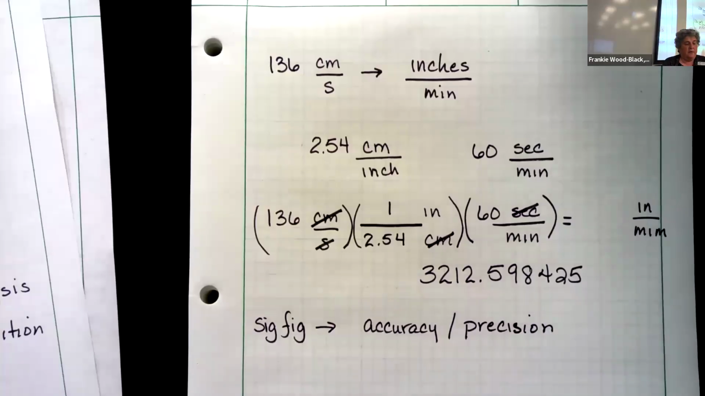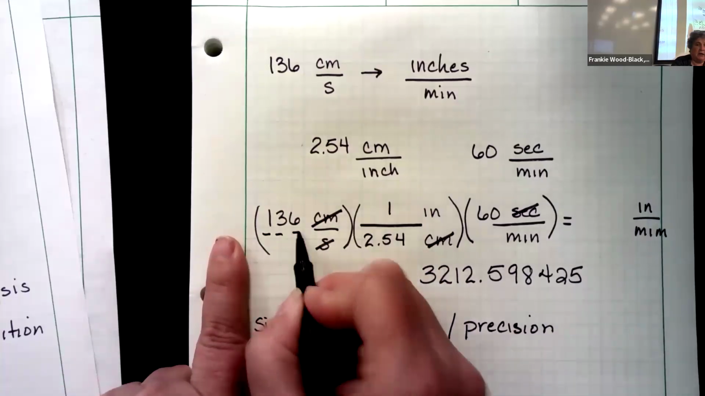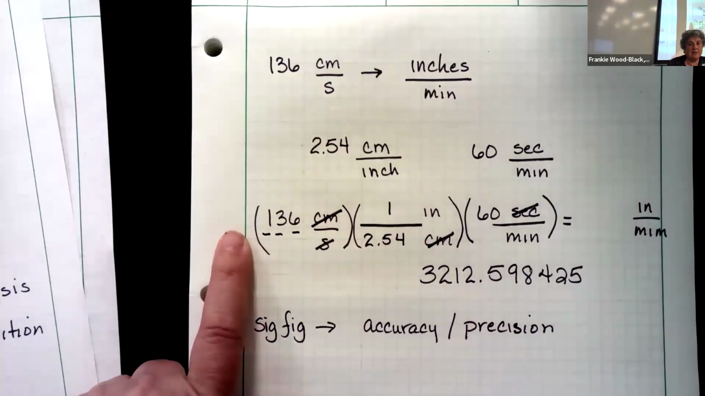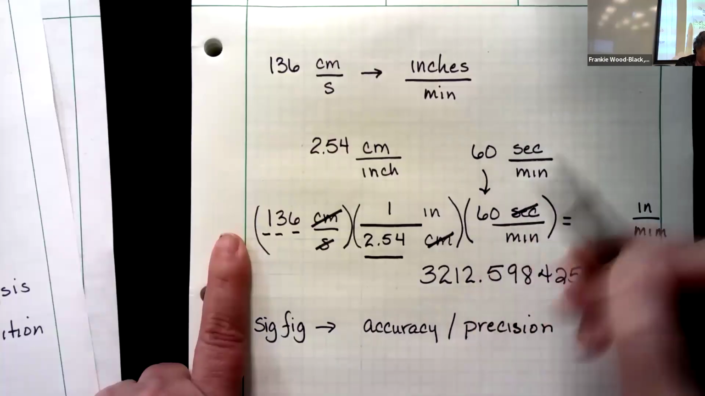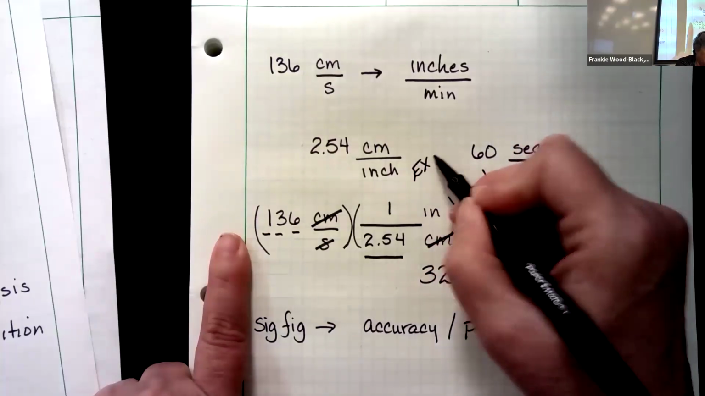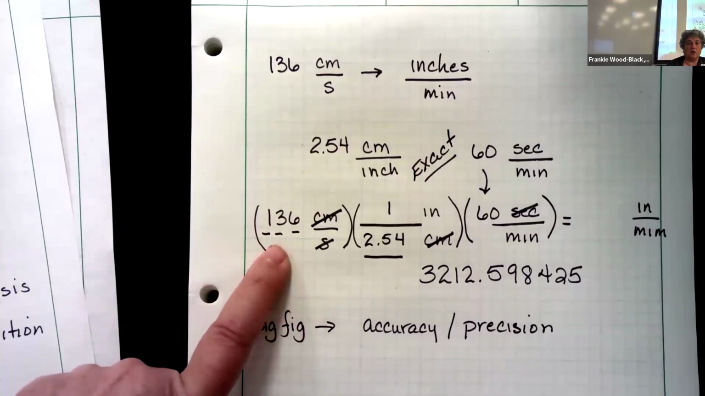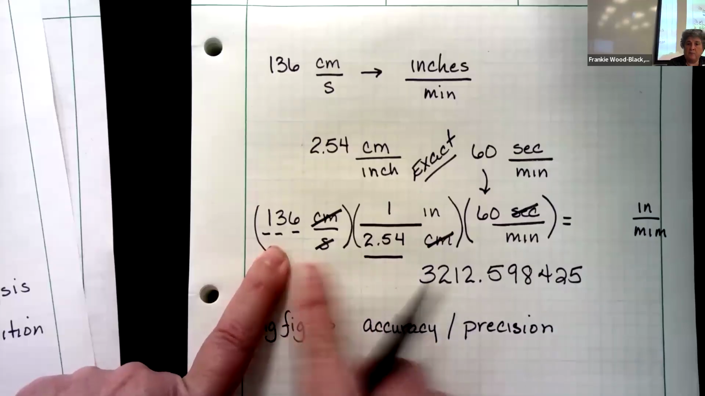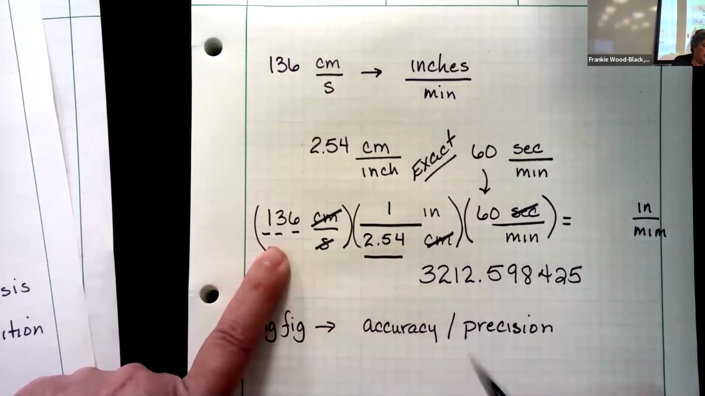Okay. In this case, we only have 3 significant figures here. 1, 2, 3. So our answer, now this is an exact number and this is an exact number. So these are exact, so these are not going to control my significant figures. The number I started with controls my significant figures. So my answer, if I'm multiplying, should be in the lowest number of significant figures.